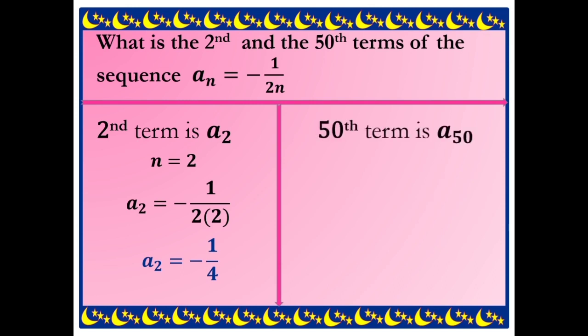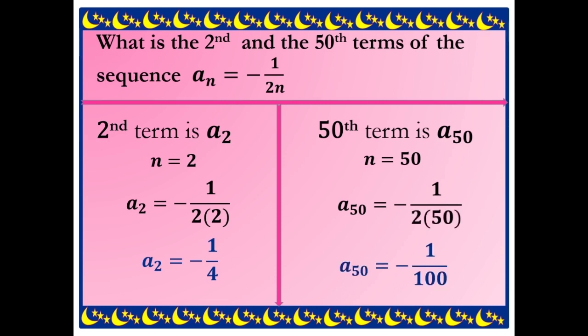How about for the 50th term? 50th term, so we have a sub 50 where n is 50. Substitute, a sub 50 is equal to negative 1 over 2 times 50. So the final answer is negative 1 over 100.